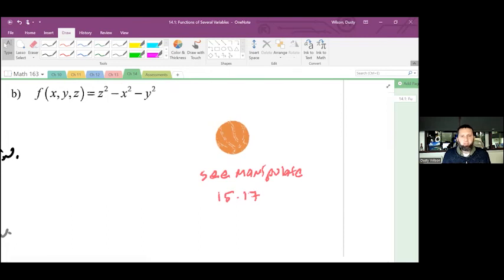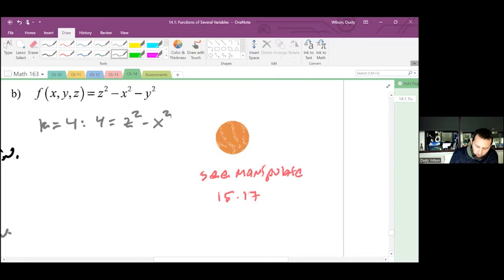B, f of x, y, z equals z squared minus x squared minus y squared. So here we're just going to choose some values again. Say I try k equals, I don't know, 4. Try 4 because there's a whole bunch of squares, so at least the numbers might make sense. So I have 4 equals z squared minus x squared minus y squared.